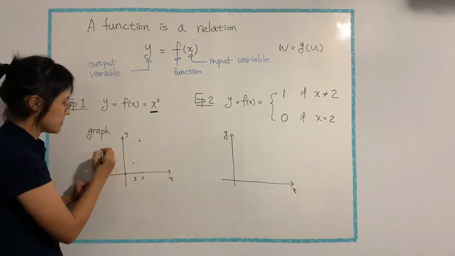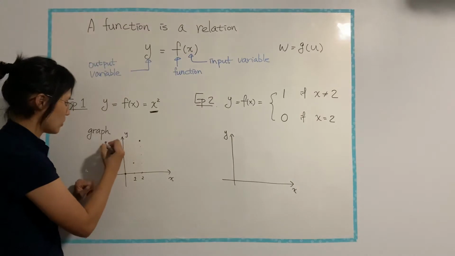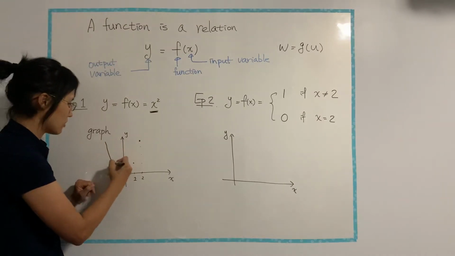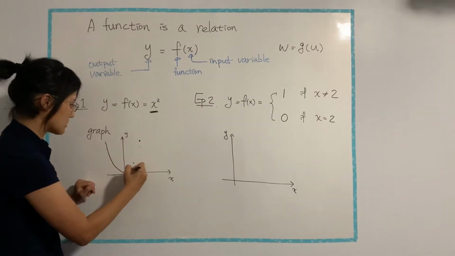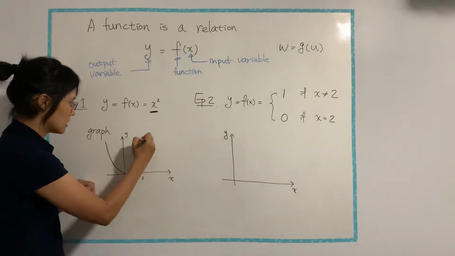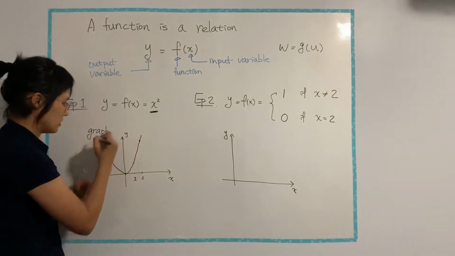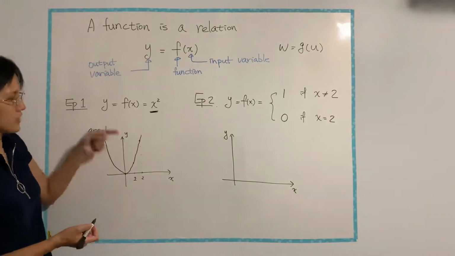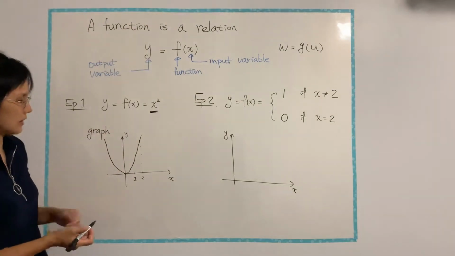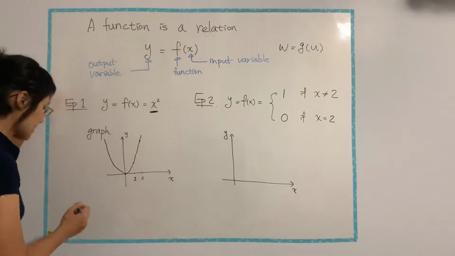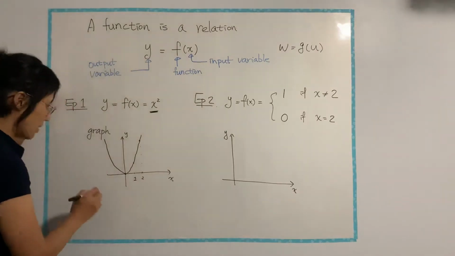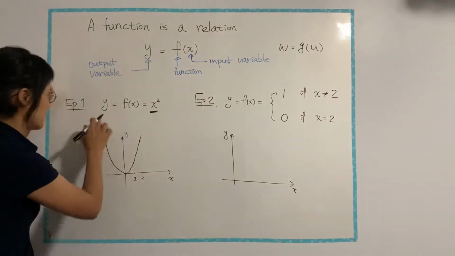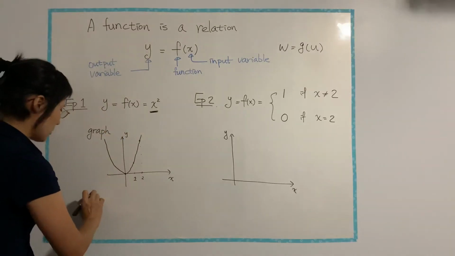So if we just keep plotting the points, we will see that for any x value, we have the output y value looking like this. And this whole thing together is called the graph of function f. All right? So you are supposed to know these basic functions, how to graph these basic functions.